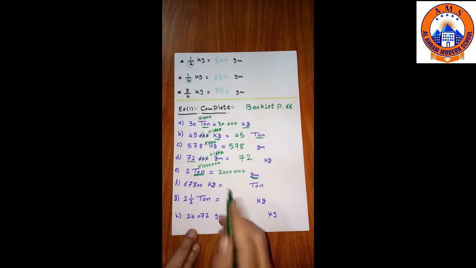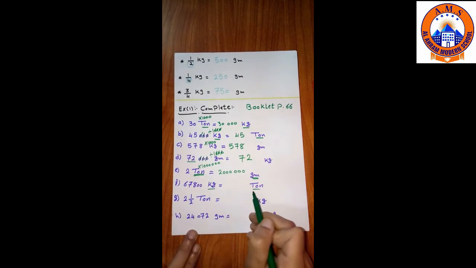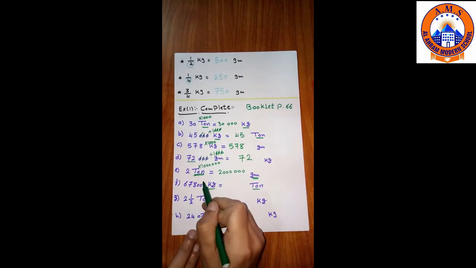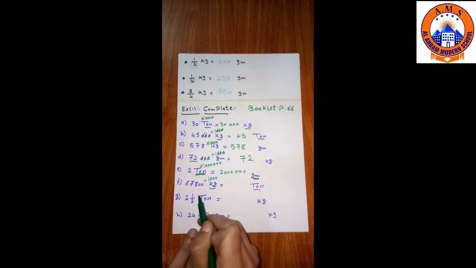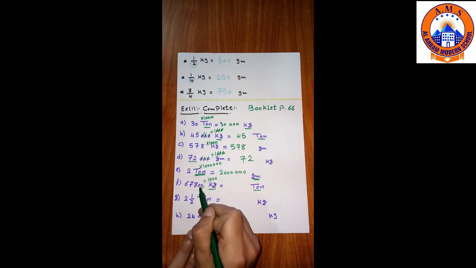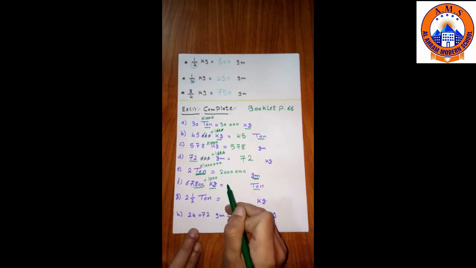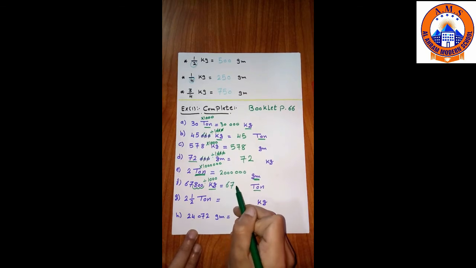Question number F. From kilogram into ton. From a smaller unit to a bigger unit, we divide. From kilogram to ton, we divide by 1000. So I'm gonna move the decimal point here 1, 2, 3, and I'm gonna put a point here between 7 and 8. So the answer is 67.8.